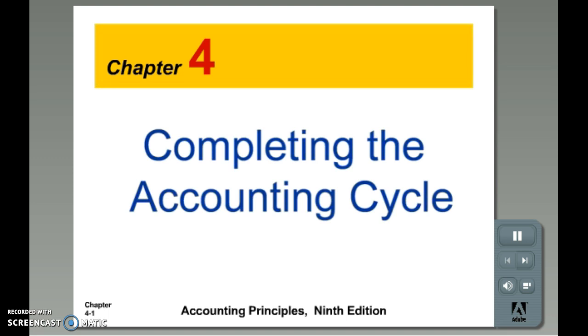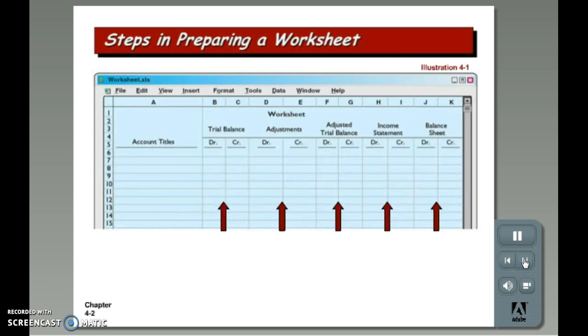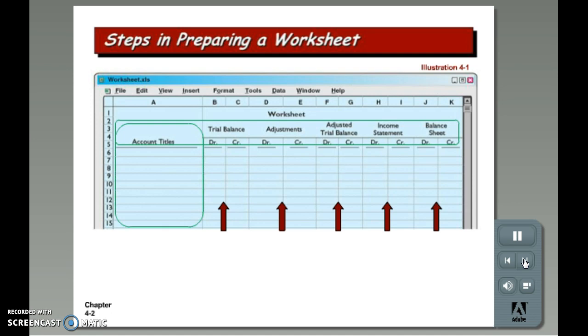Chapter 4, Completing the Accounting Cycle. The worksheet is an optional tool that can be helpful in the compilation of accounting data as well as the preparation of financial statements. The column headings are Account Titles, Trial Balance, Adjustments, Adjusted Trial Balance, Income Statement, and Balance Sheet. The first column reflects the account titles.